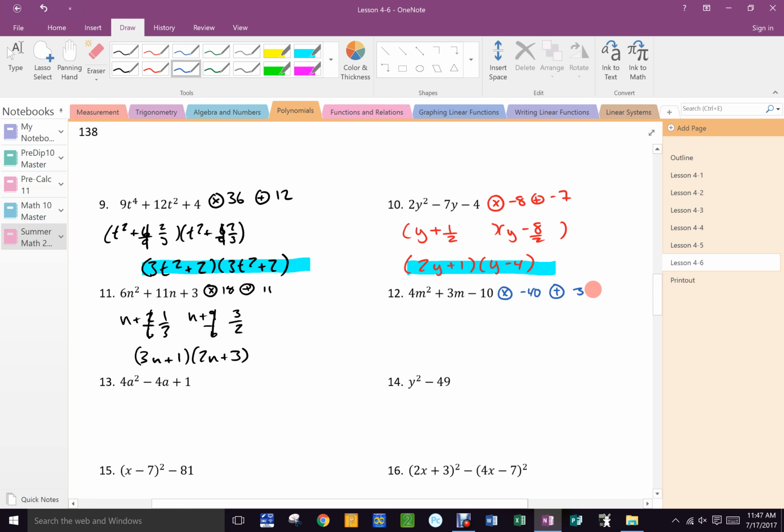So what is it? Pardon? N plus 8 over 4 and n minus 5 over 4. Simplify. N plus 2 and 4n minus 5, and then check. Yeah, I know, but it doesn't matter, does it? Does it matter what letter?